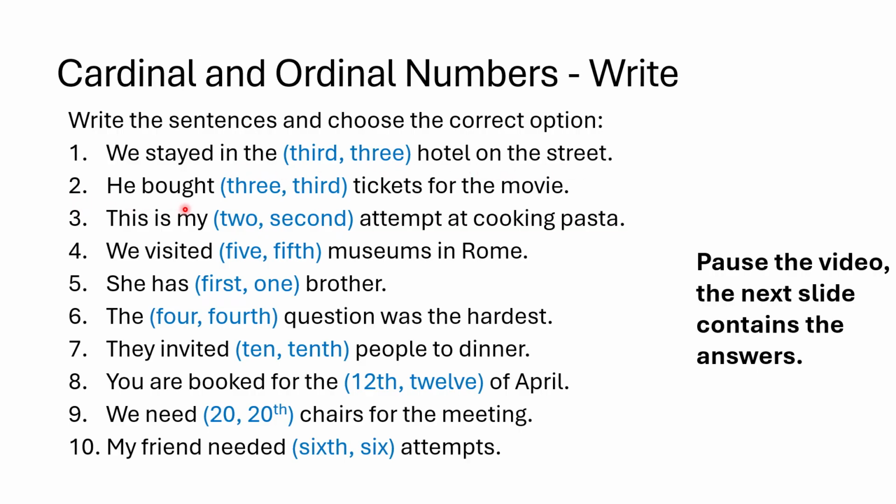2. He bought 3 tickets for the movie, or he bought 3rd tickets for the movie. 3. This is my 2 attempt at cooking pasta, or this is my 2nd attempt at cooking pasta. 4. We visited 5 museums in Rome, or we visited 5th museums in Rome. 5. She has 1st brother, or she has 1 brother.